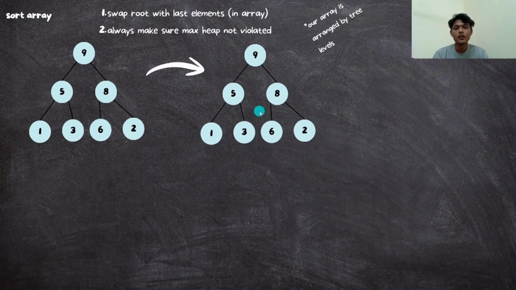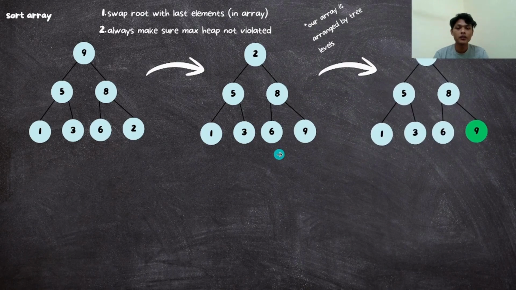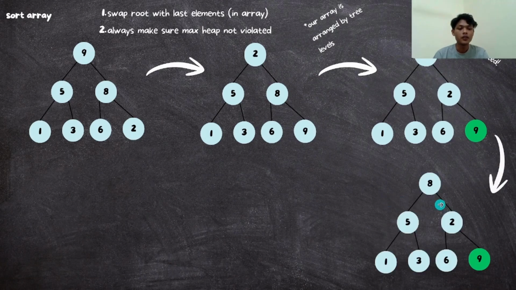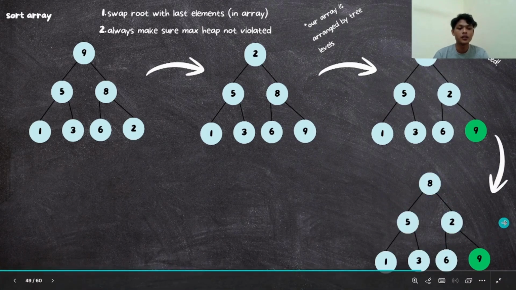So let's do it. You swap the root with the last element, which is 2, and you swap it here. And then you need to always make sure that the max heap is not violated. And now you can see that 9 has already successfully been sorted. However, the max heap is violated here, where, as you can see, 2 as the parent node has a bigger children, which is 8. So to fix the max heap, swap the places of the parent and the children, and now this is your new binary tree.